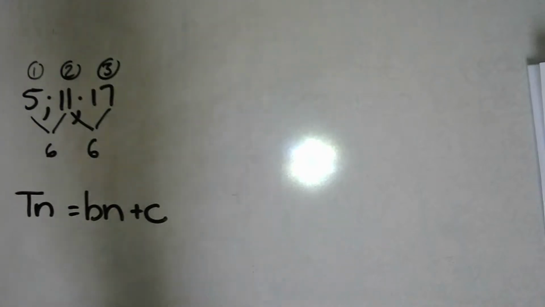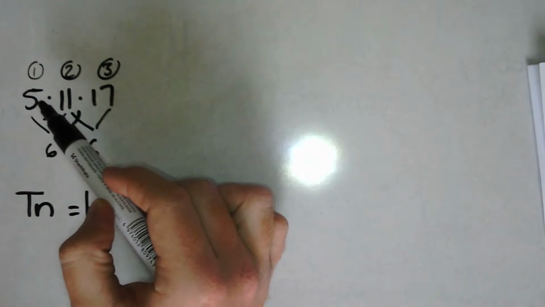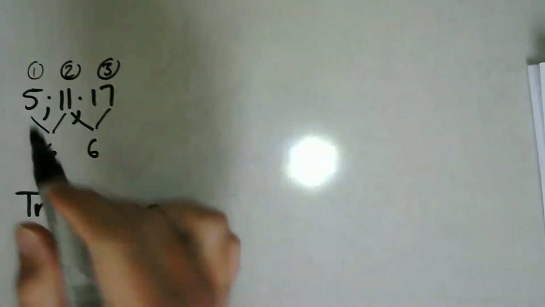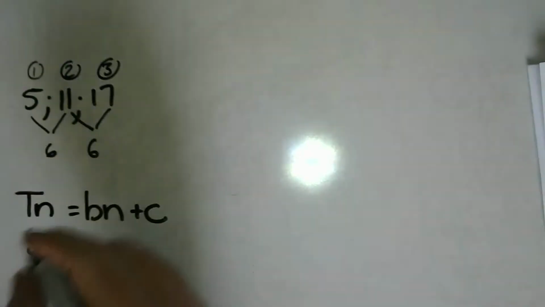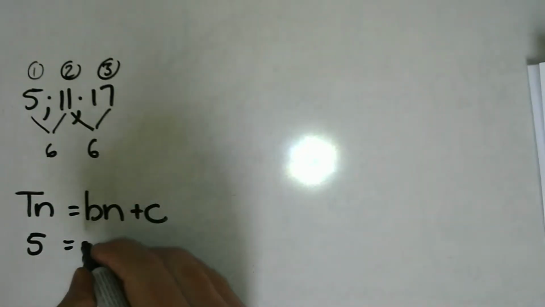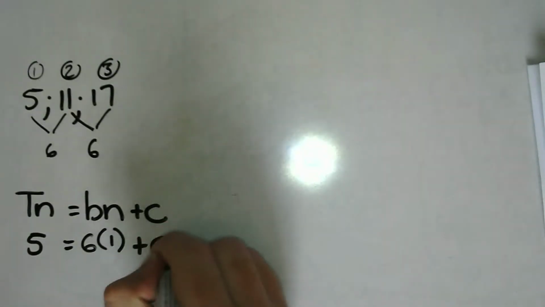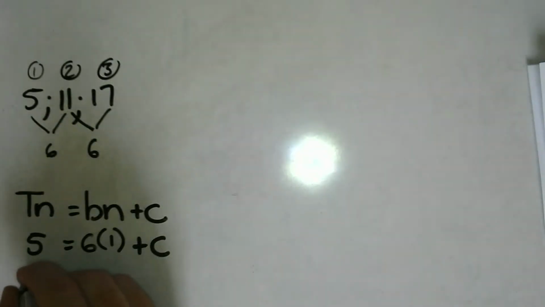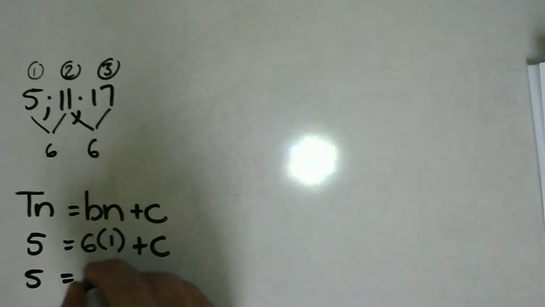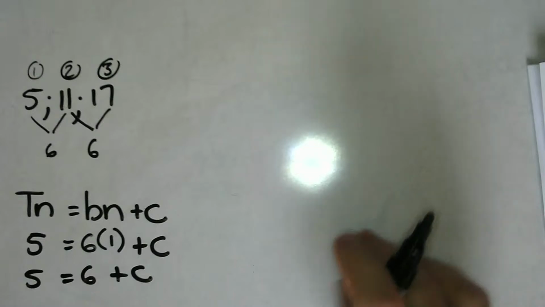Now the way you do that is as follows. So we're going to use the first position and the first position's answer or value. Now the value needs to be put where Tn is. The difference is 6, so we substitute the 1, and then obviously plus C, because we are looking for C in this regard. Okay, so 5 we leave there. 6 times 1 is 6 plus C. I'm just going to continue over here.